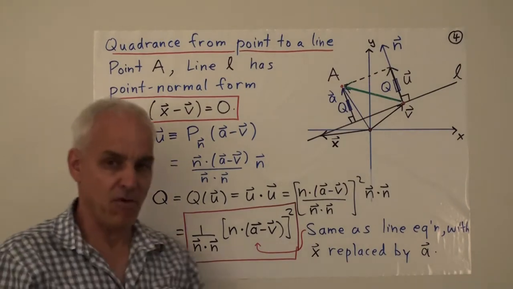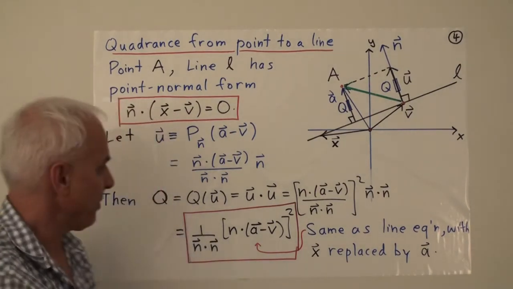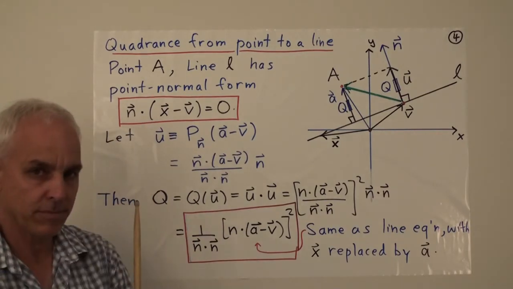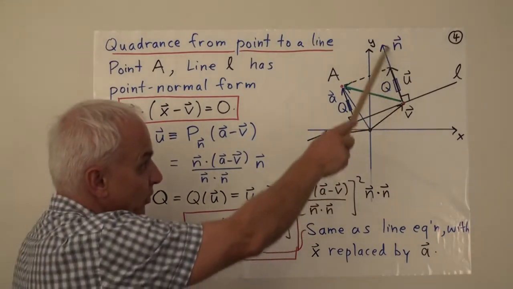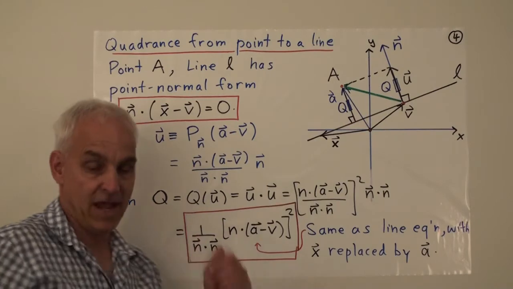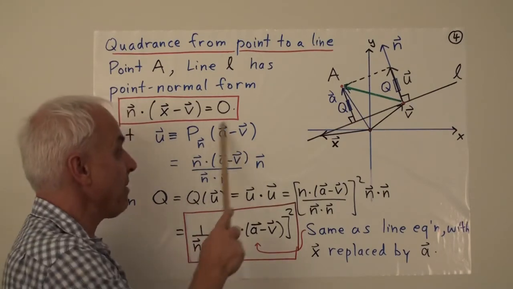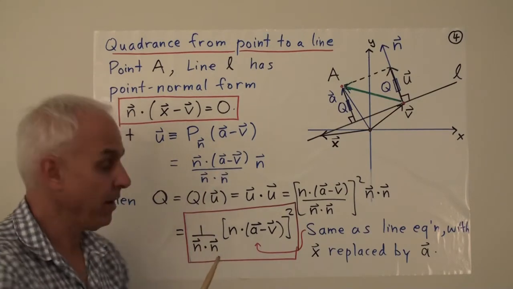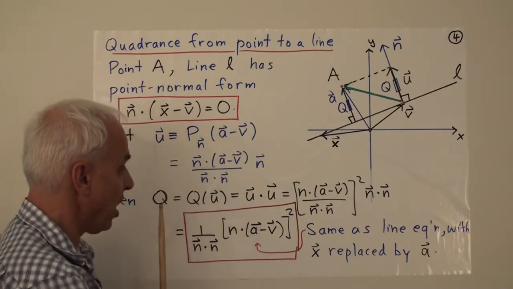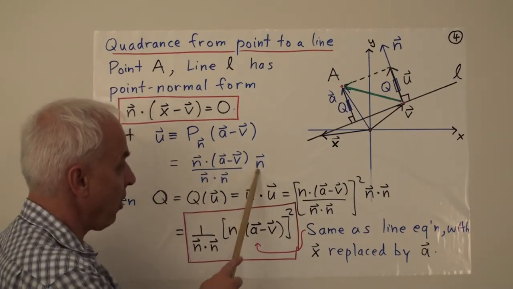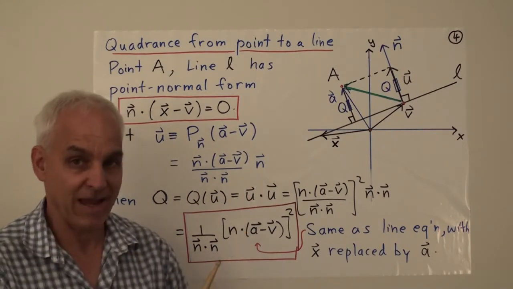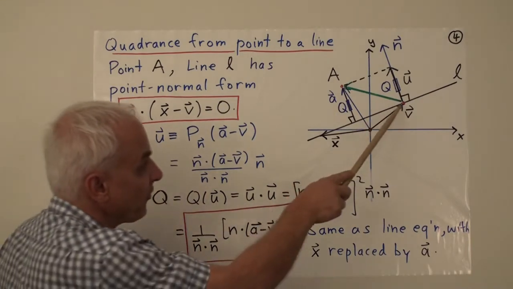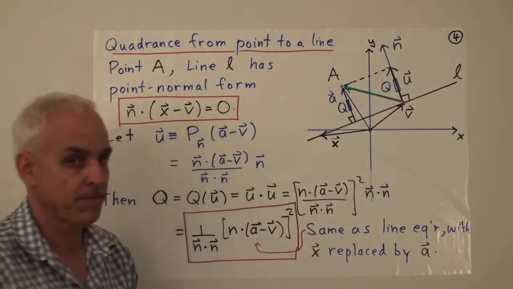Now we have a formula for the projection of a minus v onto n. What do we do? Well, it's going to be a multiple of n. So there's lots of n's in the formula, but only one a minus v. There's an n dot a minus v in the numerator, and then an n dot n in the denominator, and then we're multiplying all of that by the vector n. So that's an expression for this vector u.